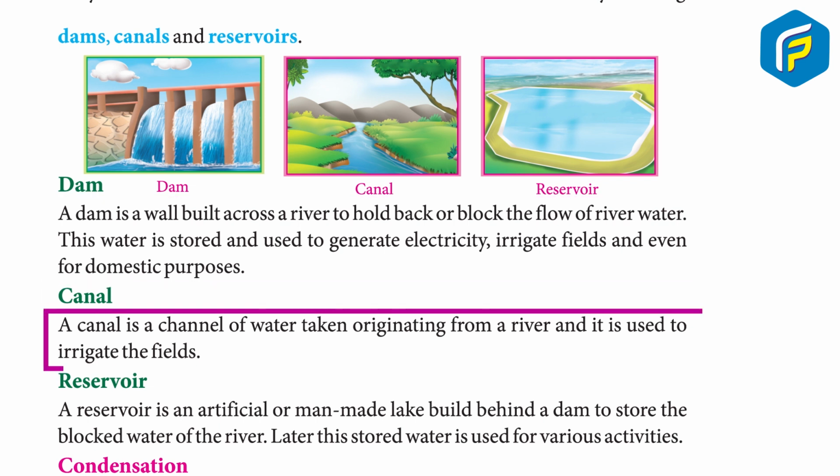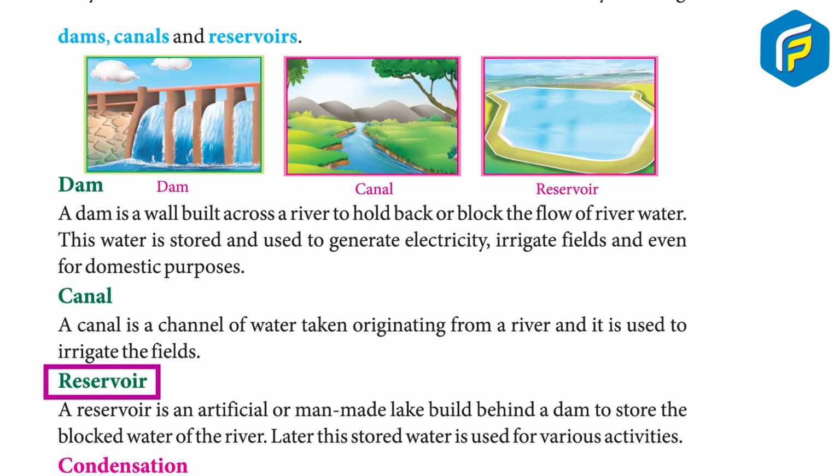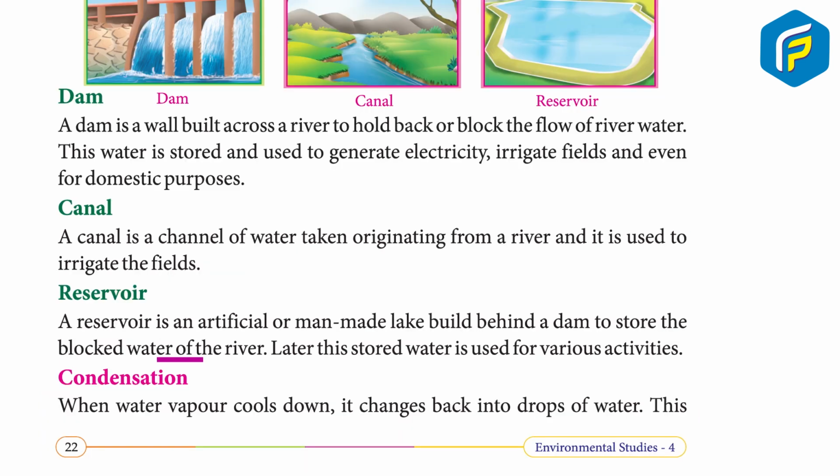Canal. A canal is a channel of water originating from a river, and it is used to irrigate the fields. Reservoir. A reservoir is an artificial or man-made lake built behind a dam to store the blocked water of the river. Later, this stored water is used for various activities.